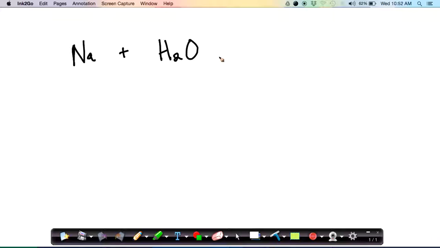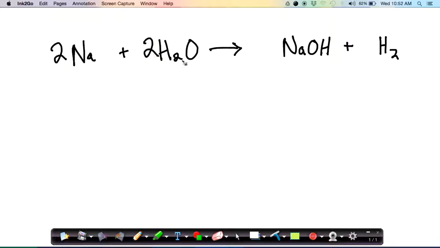So this is going to be a single replacement reaction where the sodium metal is going to replace the hydrogen in water. We're going to form sodium hydroxide as one of our products, and then hydrogen gas as the other product. So we've got a single replacement reaction. We do need to balance this one. So we need 2 sodium, 2 H2O, and 2 NaOH. And that should be a balanced chemical equation for this single replacement reaction.